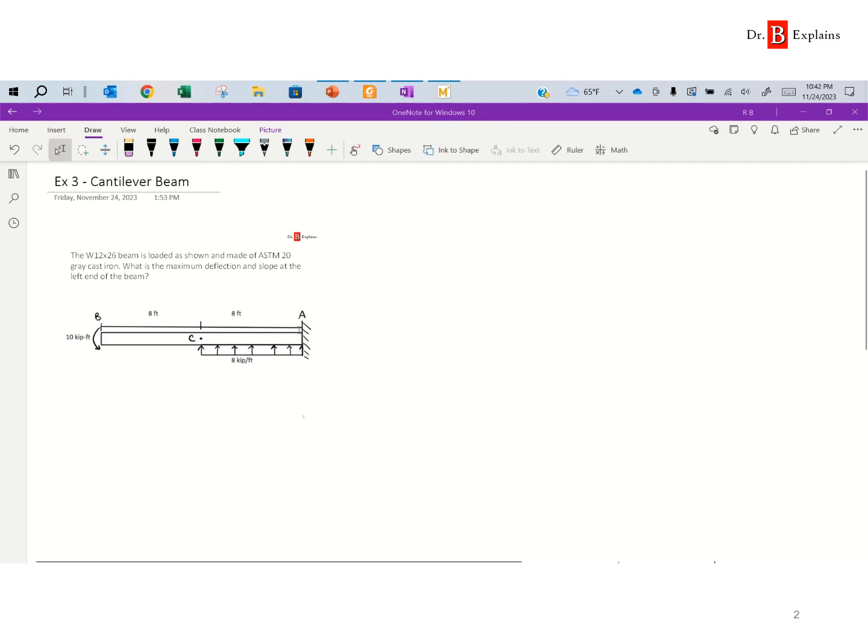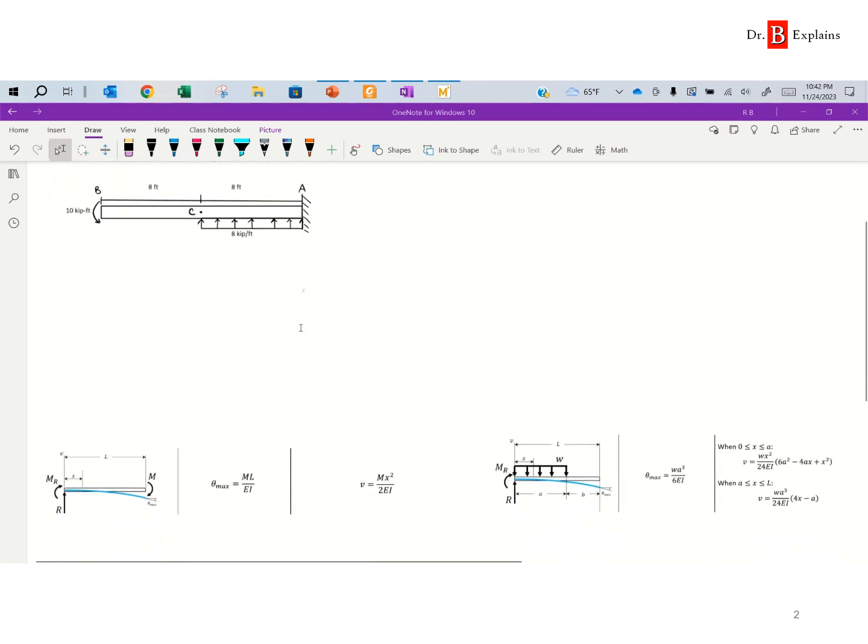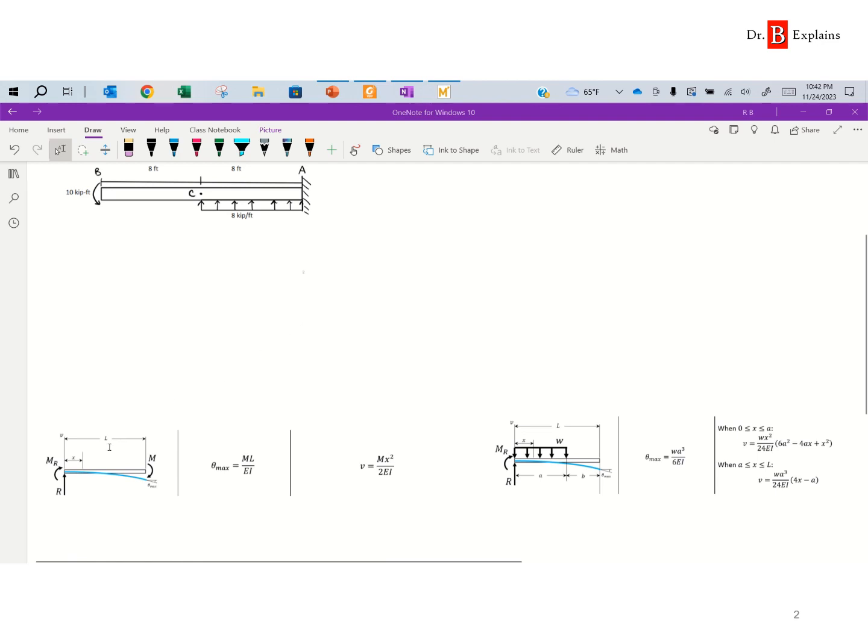Now this problem is a little bit weird in that the support here is at the right-hand side. That's weird because when we look for the solutions in the equation booklet that I have copied here below, the support or fixed connection is at the left-hand side, as we can see here, and as we can see for the other solution right there. So the first thing I would recommend is that we flip, or mirror, the problem horizontally about an axis right there.